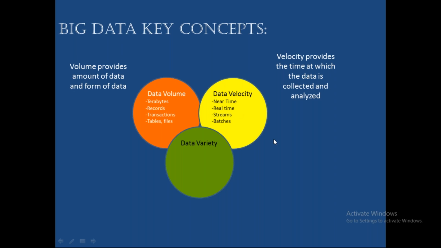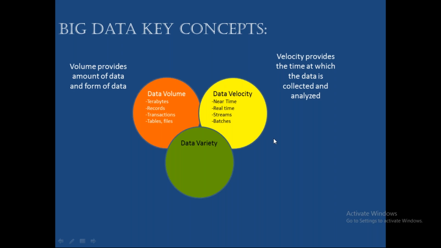Near time means, let's say you just collect the data, wait for 5 minutes, and then process it. Real time means you get the data and process it immediately, without waiting even 1 minute. Stream means processing this real-time data. Whatever data comes, if you're processing it immediately, that is nothing but a stream. As it comes, you process it immediately.